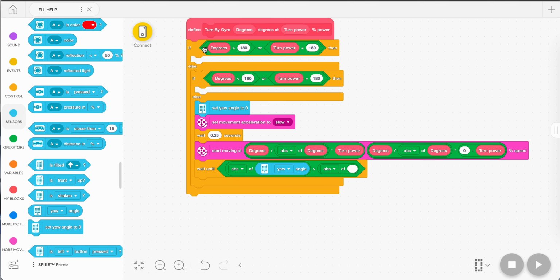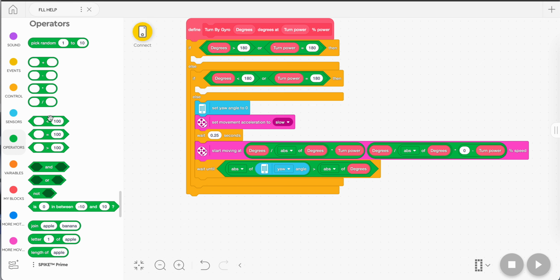Now the absolute of, just quickly grab a degrees. Now grab a minus real quick and place the other one, and put the absolute of degrees in the first hole of the subtraction. Now here, where I just put 7, you can change that up, and all it's doing is deciding how many more degrees should I turn.